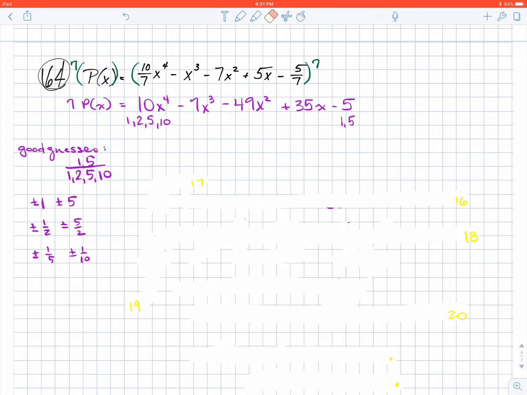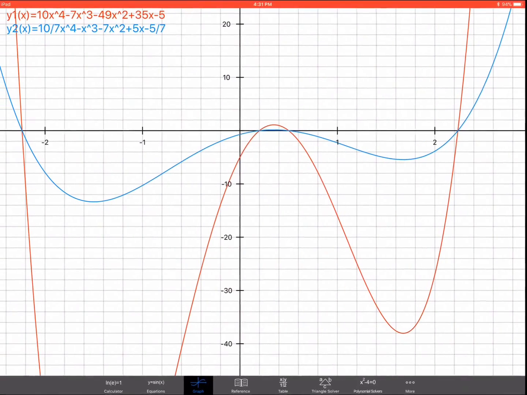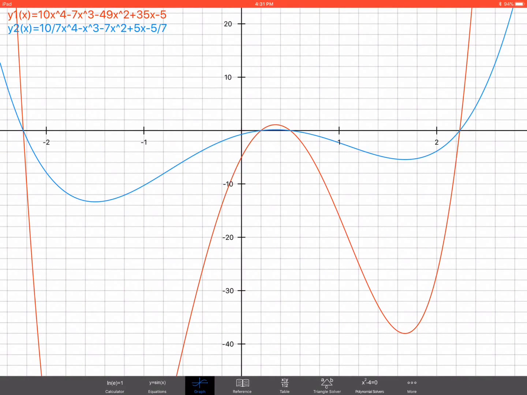And so what I've done is I've actually given you a graph here that I graphed on my iPad. The blue graph is the graph of the one with the fractions. The red graph is the one without the fractions. The main thing I wanted to show you is that there are 4 zeros, and all 4 zeros occur at the same place, regardless of whether I'm using the fraction version or the pretty version. So it doesn't really matter which one you plug into your calculator. I see that I have a zero on the outside of the negative 2 and on the outside of the positive 2. I'm not going to worry about those.